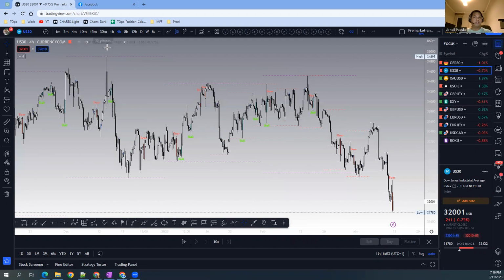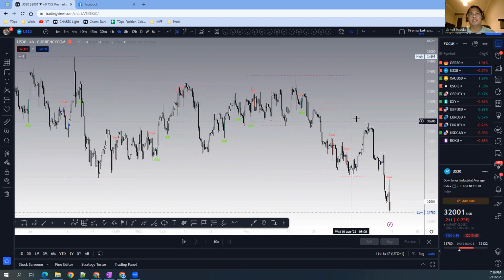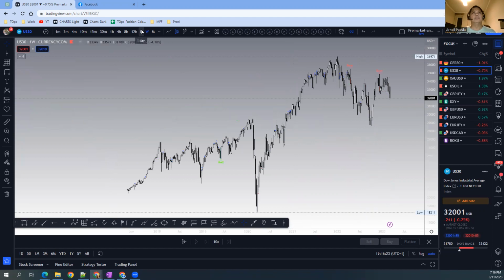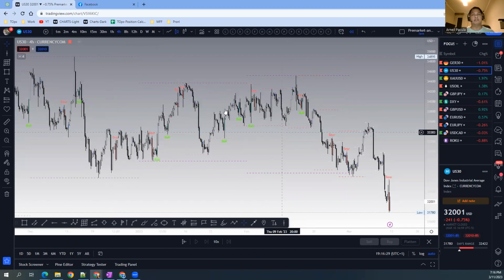So as you may know, ginagamit ko yung smart money trading concepts, liquidity grabs, and bank strategies sa aking trading system. So dito ay unang-una ay tinitingnan ko muna yung trend sa higher time frame. So usually I do it during the weekend. Tingnan ko yung weekly, daily, and 4 hours.